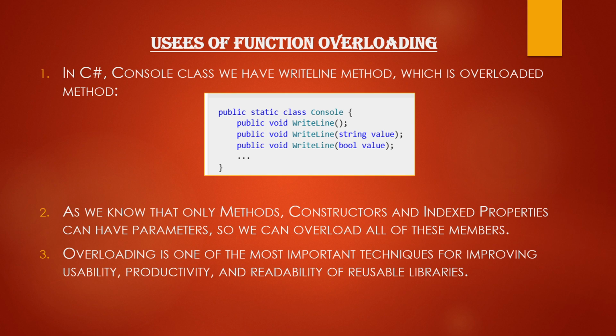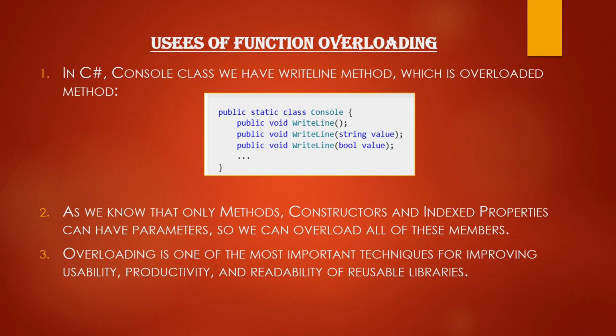In the C# Console class we have the WriteLine method, which is an overloaded method. You can see here that the first version is parameterless. In the second version we are passing a string value, and in the third version we are passing a boolean value. So these are function overloading. Method names are the same but signatures are different.